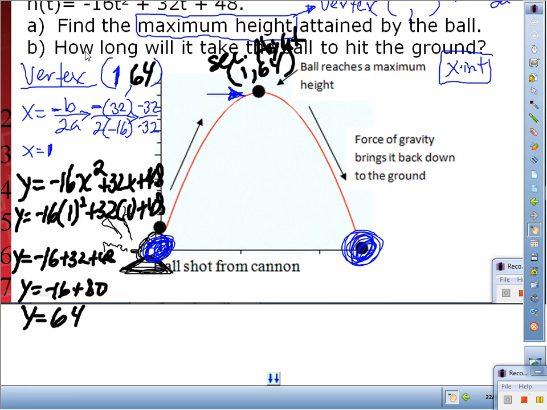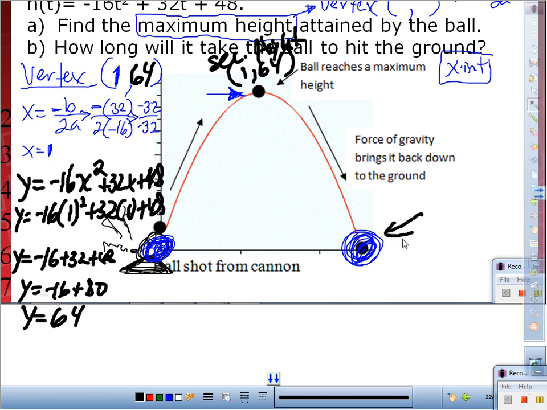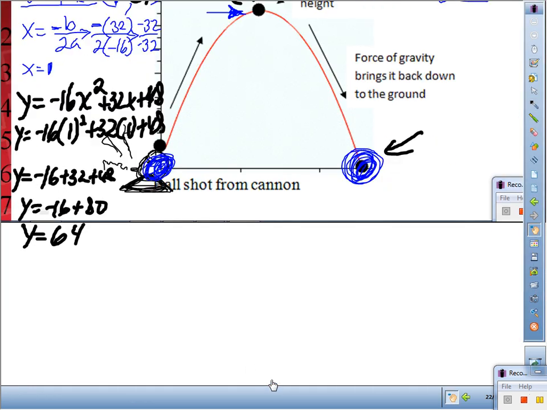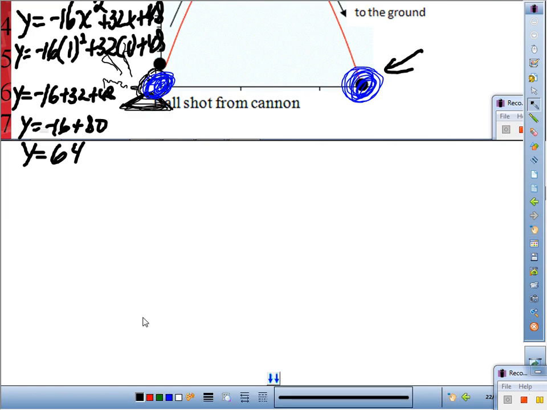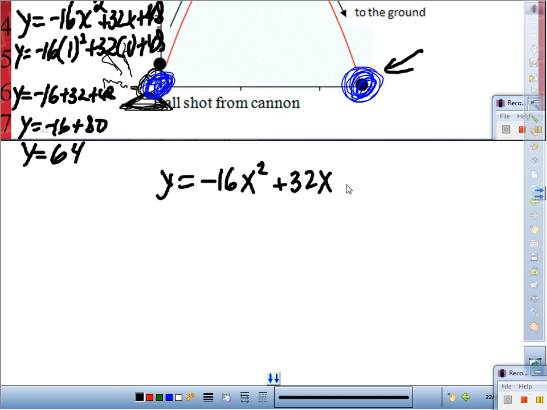What is the second question? How long will it take to hit the ground? So look, we need to find this part. Let's get our equation. We're going to leave it in terms of x and y. Reagan again. X and y terms. Very good. Y equals negative 16x squared plus 32x plus 48.